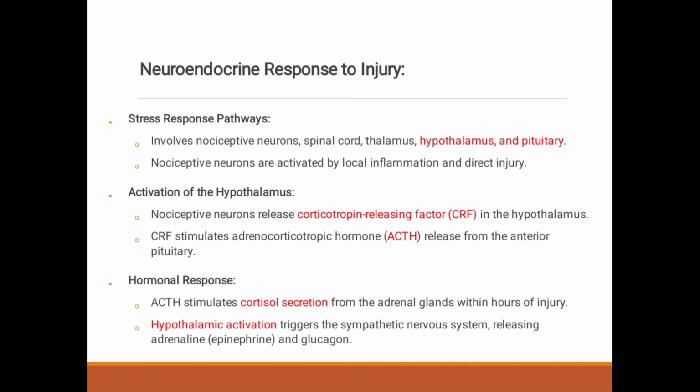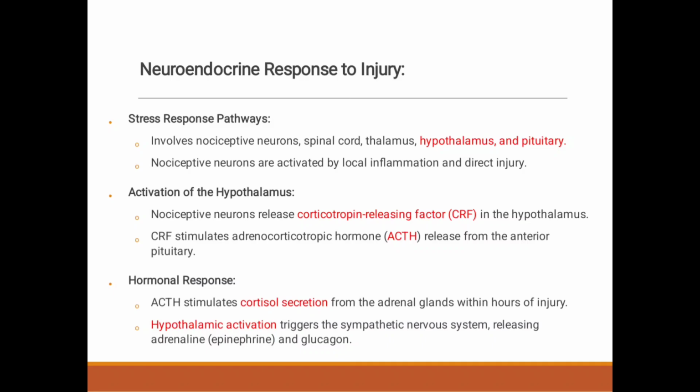The nociceptive neurons in the spinal cord, thalamus, hypothalamus, and pituitary are activated by inflammation. Once these neurons are activated, they release CRF, corticotropin releasing factor, from the hypothalamus. What CRF does is it acts on the pituitary to release ACTH. Then ACTH goes to the adrenal glands, and it releases cortisol. And cortisol, we know, causes hyperglycemia. It also causes immune suppression.